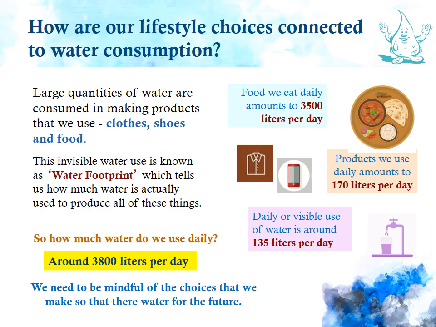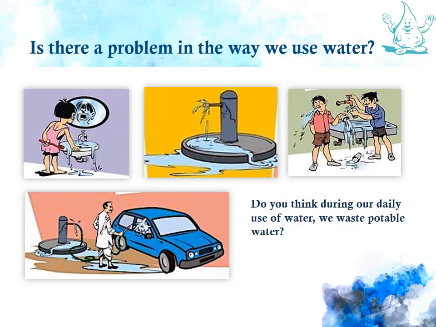Then don't you think we need to be mindful of choices that we make so that there is water for the future? Let's look at some of our daily practices through these pictures. Leaving the taps open while brushing or washing, not fixing leaky taps, playing with water and using a hose to clean our vehicles instead of a bucket. Have we not done any of this? I am sure we have all done it and maybe still continue to do it.